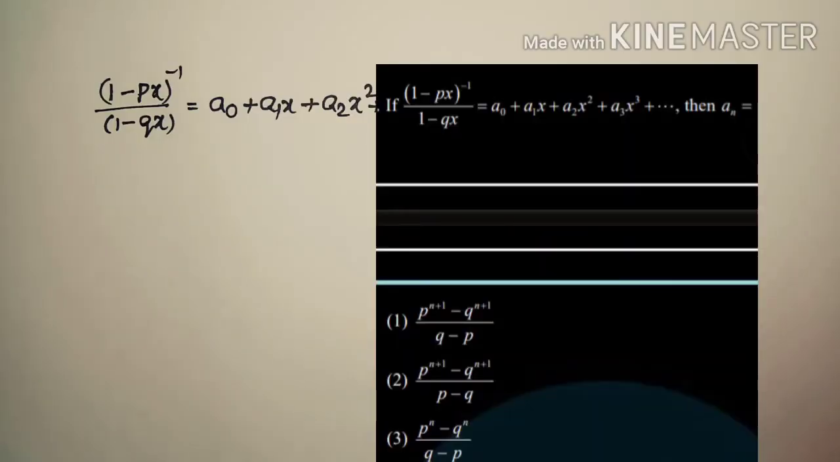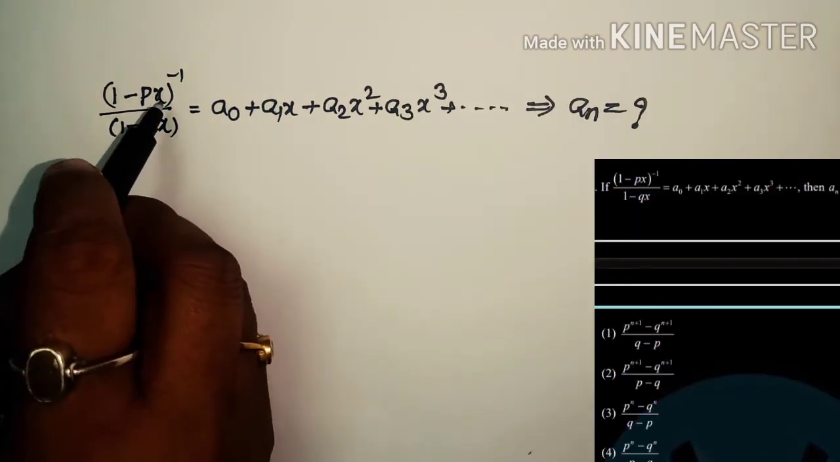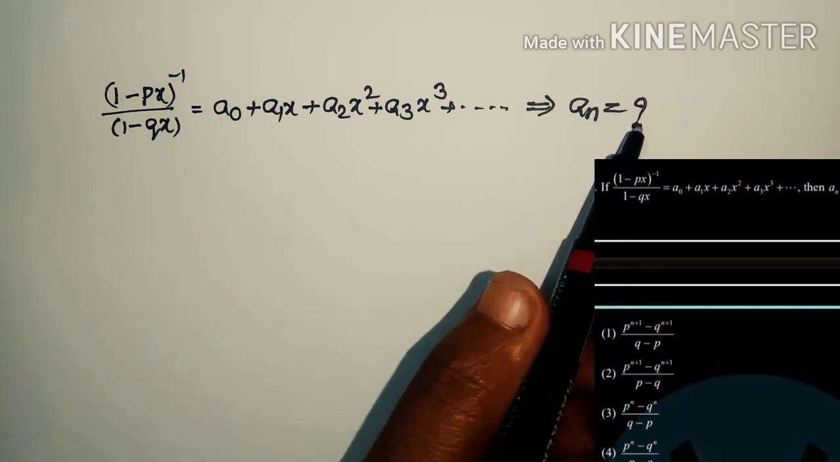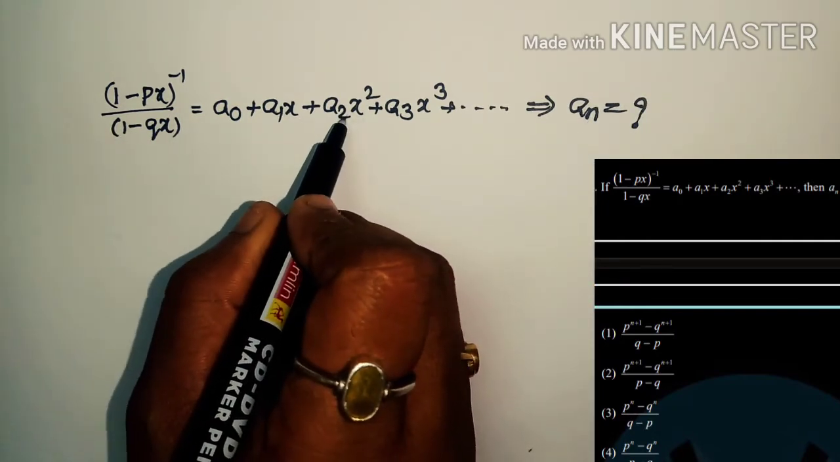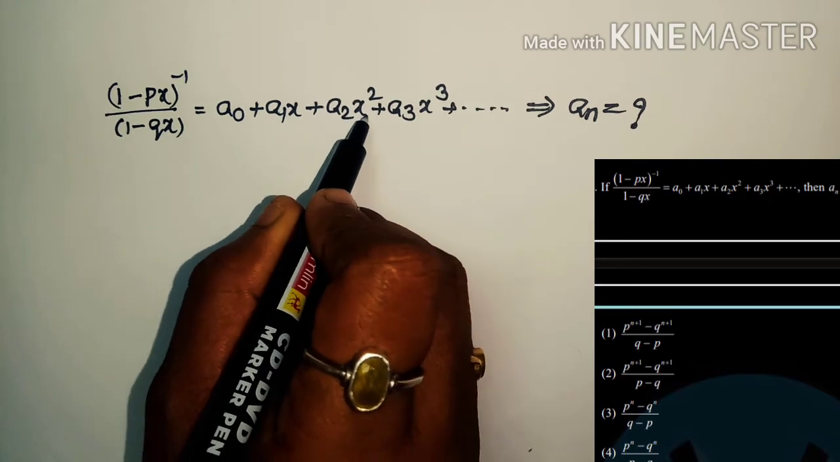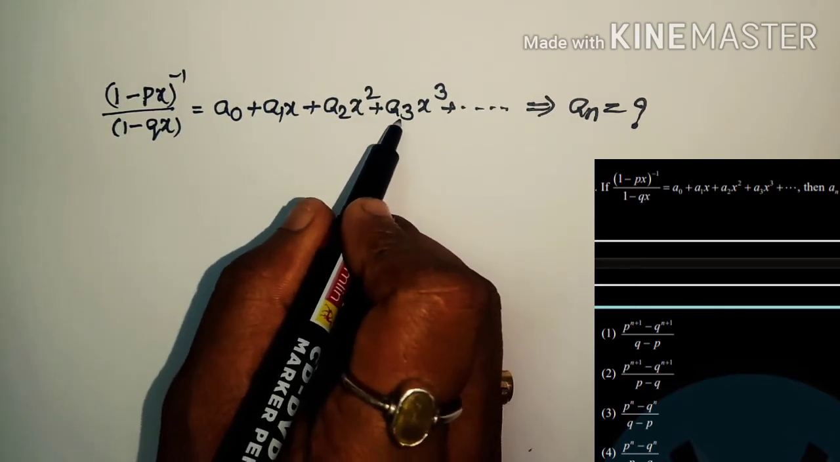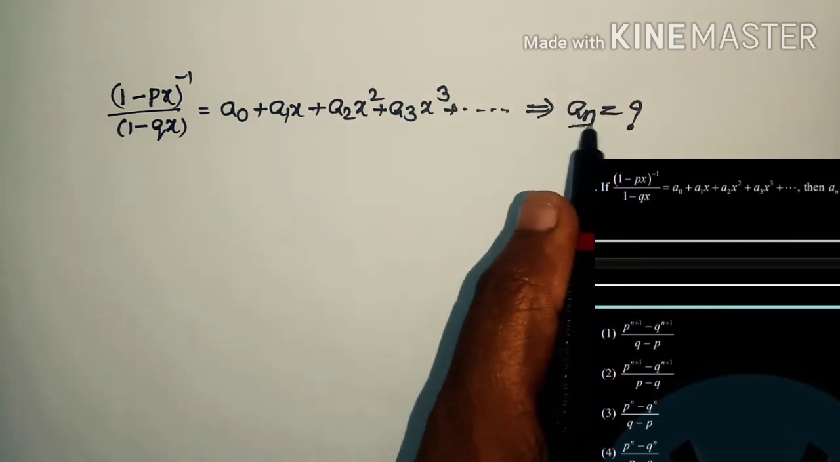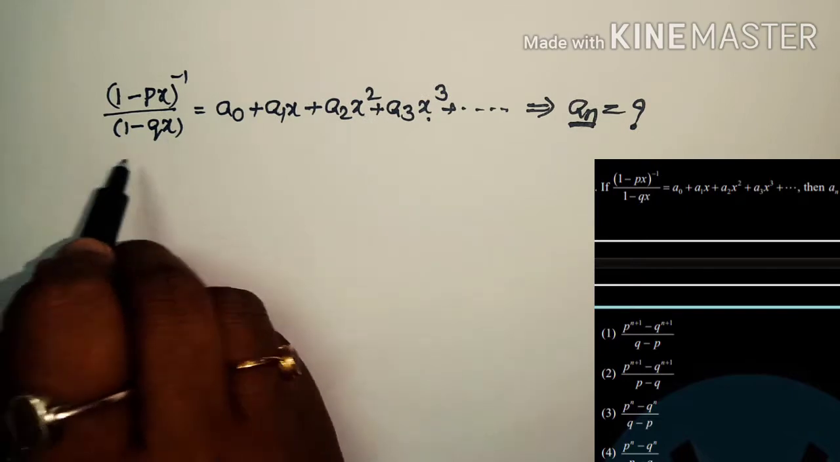Next problem, if (1 minus px) whole power minus 1 by (1 minus qx) is equal to a0 plus a1x plus a2x square plus a3x cube and so on, then an is equal to what? Now what is the value of an? That is the given question. So given that (1 minus px) power inverse by (1 minus qx) is equal to this value, we have to find the value of an. So here a2 is nothing but the x square coefficient, a3 is nothing but the x cube coefficient. So similarly, to find the value of an, simply we take the x power n coefficient in this expansion.